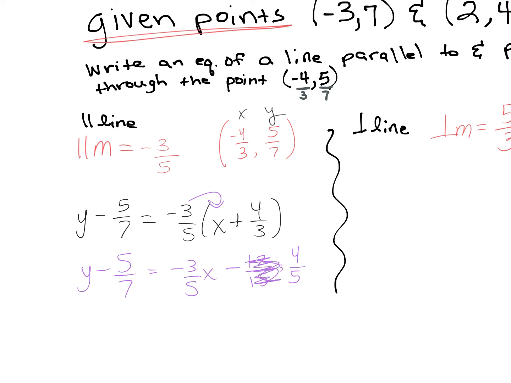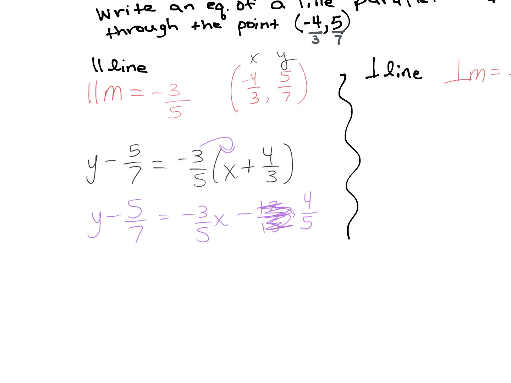If you did not simplify there, that's okay. But you have to make sure you simplify at the very end. So the last thing I need to do to get y by itself is what? Add 5 over 7. Great. So y equals, I have negative 3/5 x. Is there a common denominator between 5 and 7? What would it be? What's 5 times 7? 35, okay.